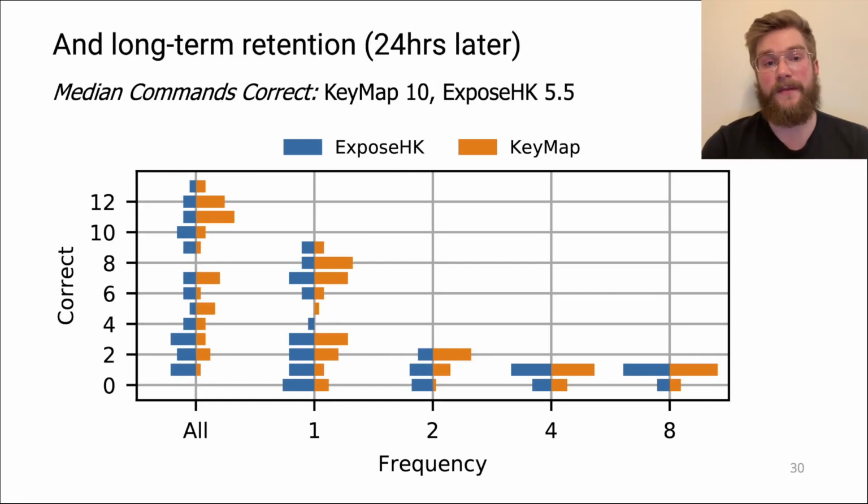We also found a significant difference in long-term retention, which is what's really important because we want users to remember session after session what the shortcuts are. And we found that KeyMap users remembered 10 commands on median, and ExposeHK users remembered only 5.5. This is a really big difference of 4.5 shortcuts out of only 13 possible. And this is really important. If we each knew 4.5 more shortcuts, then that would be really impactful for our daily lives. And we see the same patterns of differences in frequency.